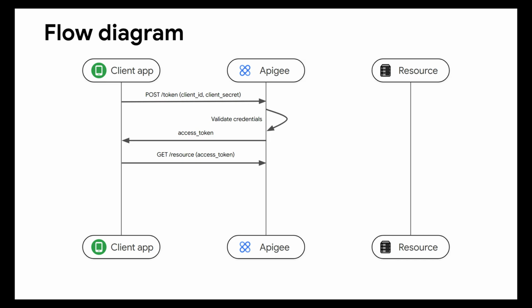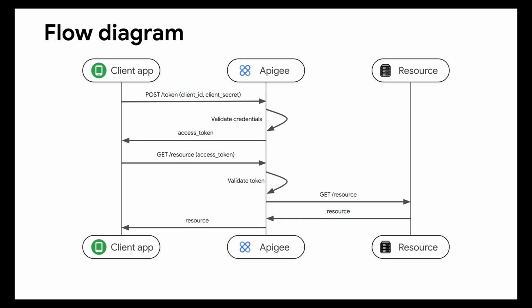In this diagram, requests are made to Apigee, and Apigee is responsible for validating the access token before passing the API call along to the target resource server, which responds with the requested resource. Now, let's walk through how to deploy and test this sample.